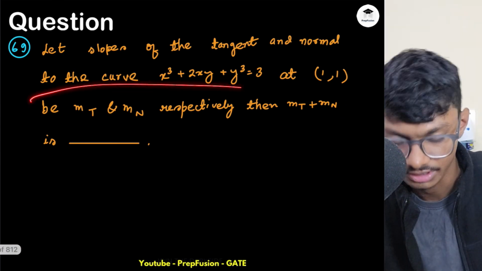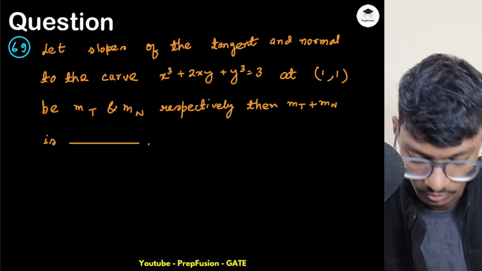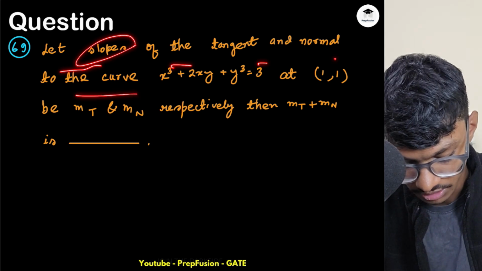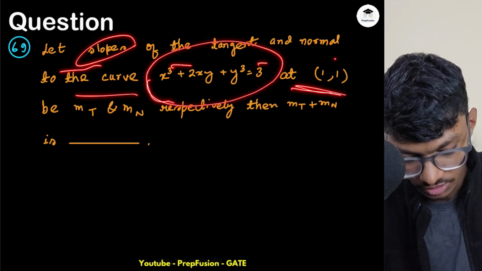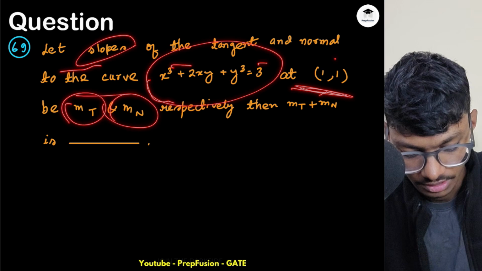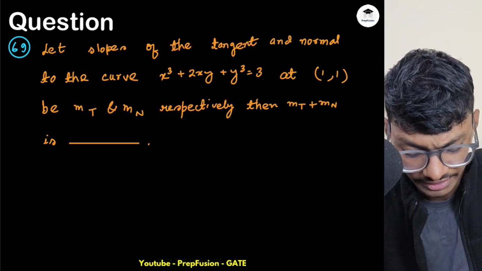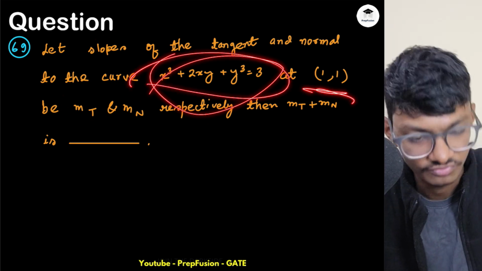Now let's solve this question, and with this question we will understand this concept in a better manner. They have told us, let the slopes of the tangent and normal to the curve at x equals 1 be mt and mn respectively. Then find the value of mt plus mn. So we have to find the slopes at point (1, 1) of this particular equation.